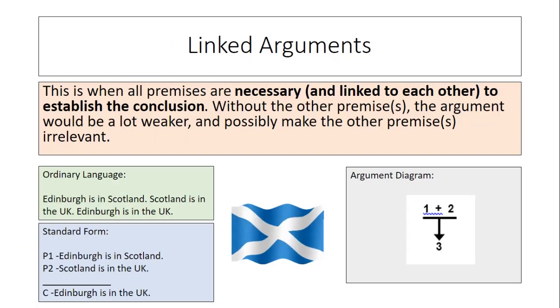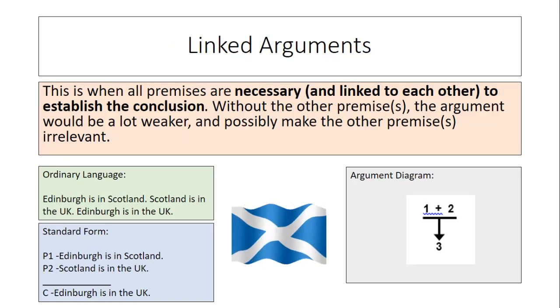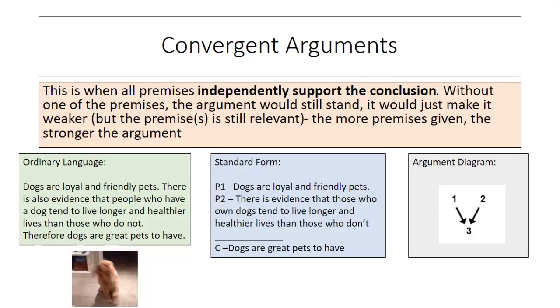Unlike here, in our first example, where the premises aren't independent, they depend on one another. So 1 and 2, to bring about 3, are dependent on one another, because without saying that Edinburgh is in Scotland, you can't say that Edinburgh is in the UK. It's because without the other premise, you can't establish that Scotland is in the UK. So, in this argument here, 1 and 2 bring about 3 independently.